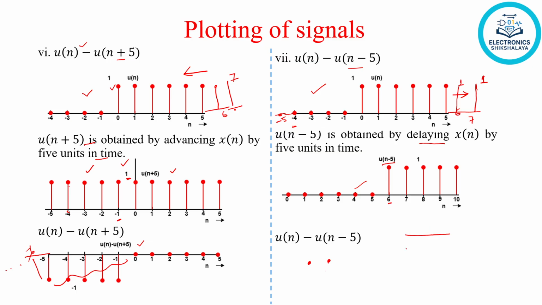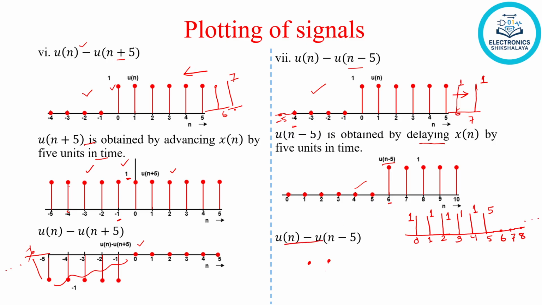Okay. Let us see this graph. You can see at 0 the value is 1. Similarly at 1 the value is 1, at 2 the value is 1, at 3 the value is 1, at 4 the value is 1, and at 5 the value is 1. Okay. And at 6, 7, 8 the value will be 0.